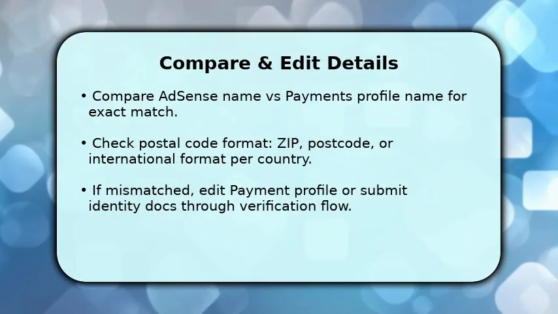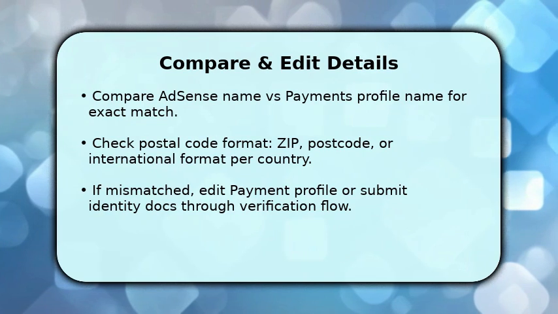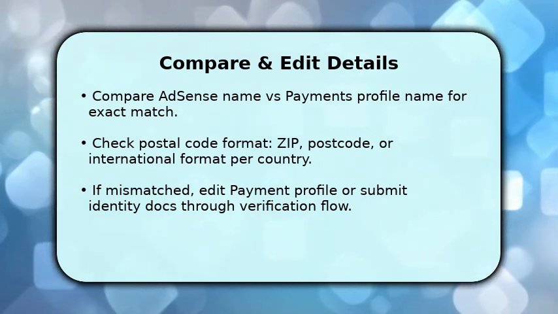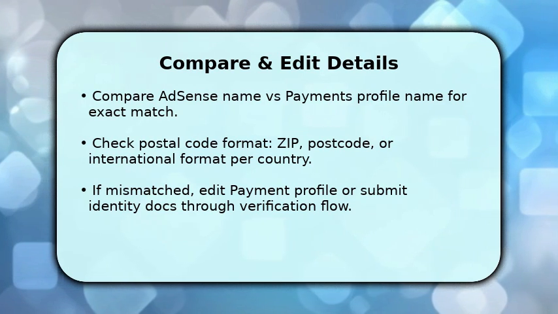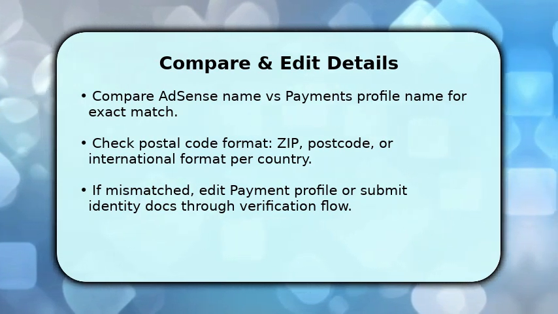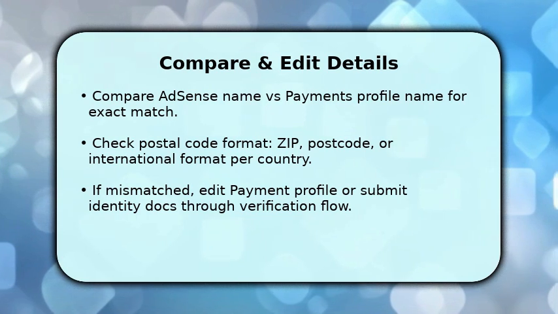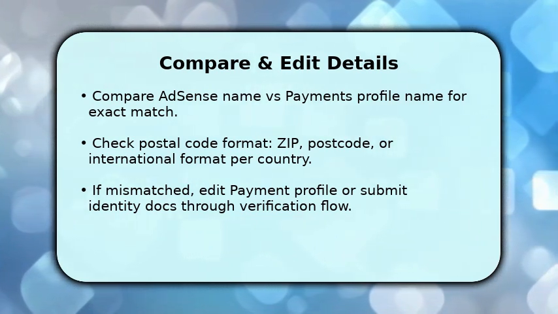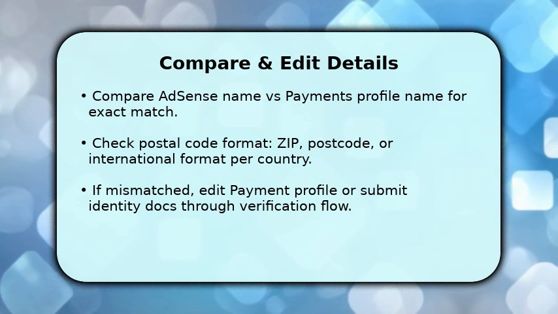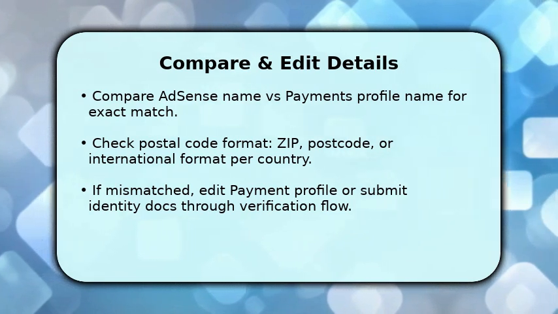Next, compare the name and address shown in AdSense to the Google Payments profile, because discrepancies cause PIN or payment failures. Once done, inspect the postal code format, zip for US, postcode formats for UK/Canada or local formatting, and adjust spacing or characters to match postal standards.